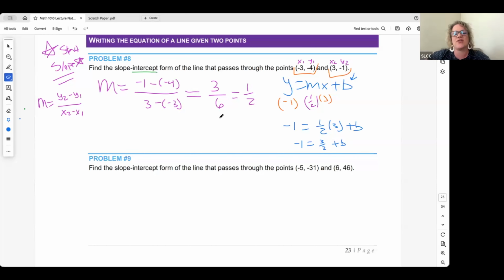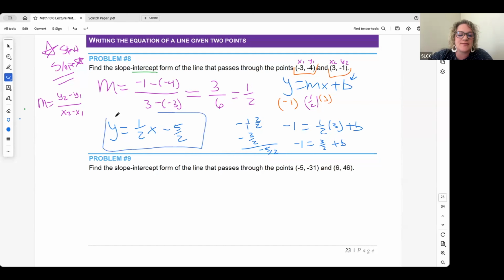Then I subtract the 3/2. So -1 minus 3/2. Now, if you don't quite remember fractions, this is like -1 over 1, common denominator. So multiply by 2. So a -2 and a -3 is a -5. So -5/2 is b. Can I write the equation? Sure. y equals mx plus b. So y equals 1/2 x minus 5/2.